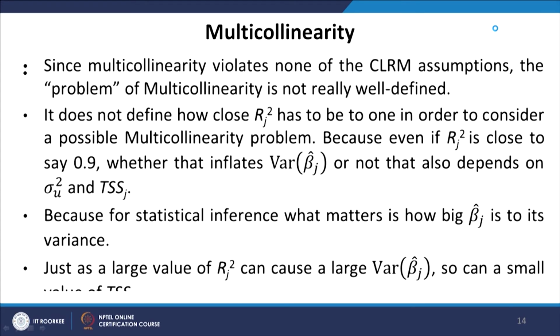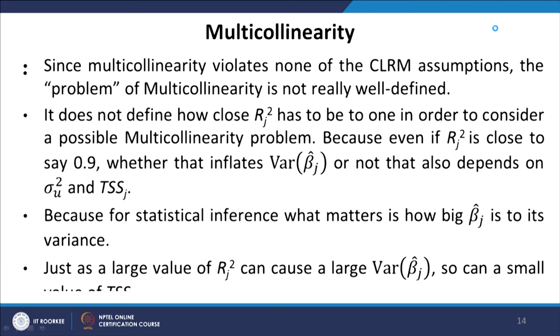Since multicollinearity violates none of the classical linear regression model assumptions, the problem of multicollinearity is not really well defined. It does not define how close R j squared has to be to 1 in order to consider a possible multicollinearity problem, because even if R j square is close to, say, 0.9, which is close to 1, whether that inflates the variance of beta j hat or not also depends on the other two factors, that is, the variance of the error term as well as the total sum of squares obtained from the regression of x j on the other independent variables.